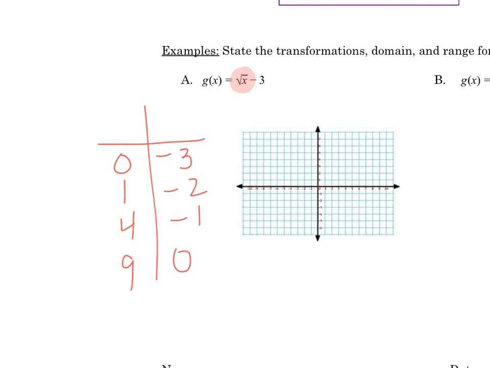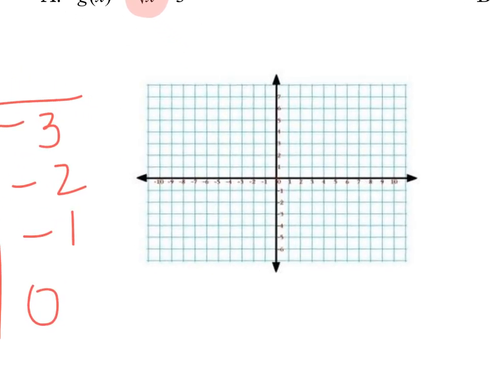So if I go over to my graph here, I'm going to plot these points. It's going to be 0, negative 3. Oh, sorry about that. 0, negative 3.